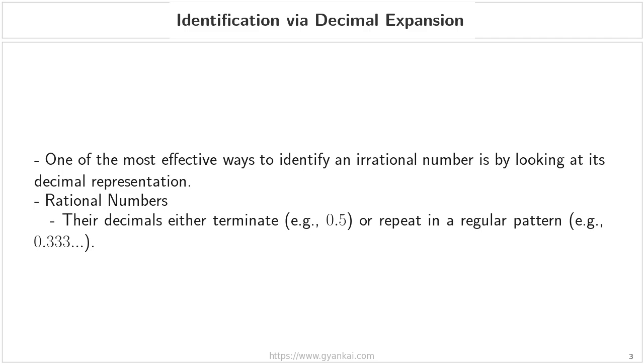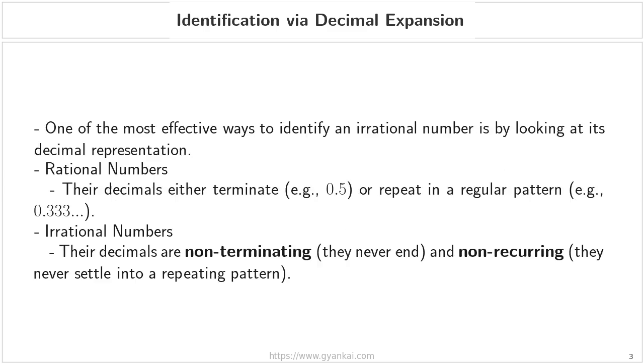For rational numbers, the decimal expansion is predictable. It will either terminate, meaning it comes to a complete stop, like 0.5, or it will repeat in a regular, predictable pattern, such as 0.3 recurring. Irrational numbers, however, behave very differently. Their decimals are non-terminating, which means they never, ever end, they continue infinitely.